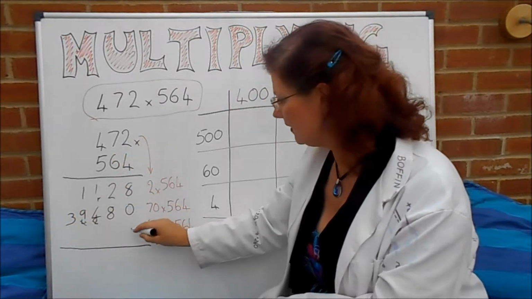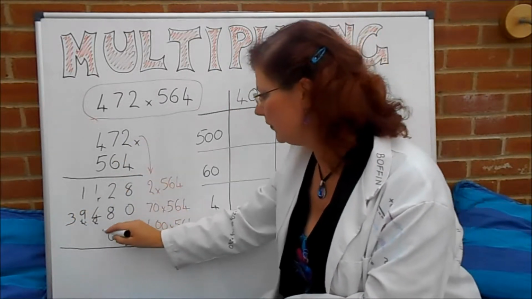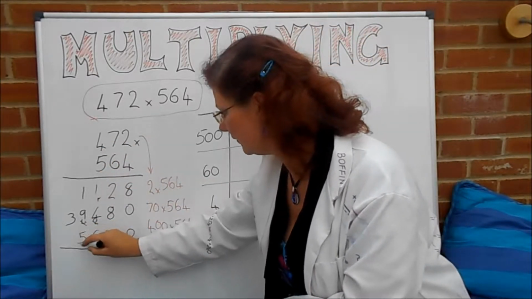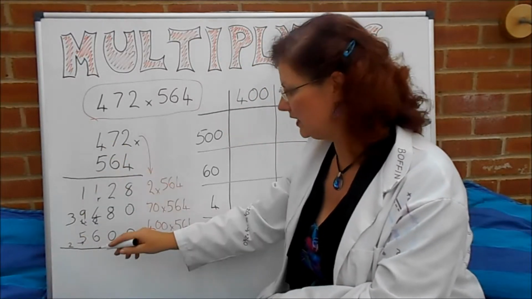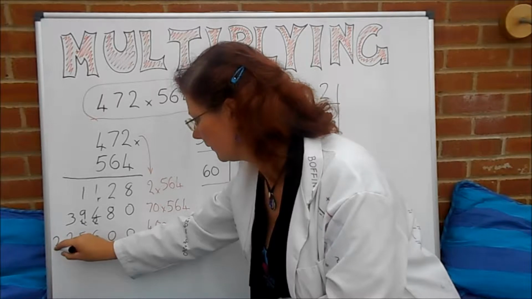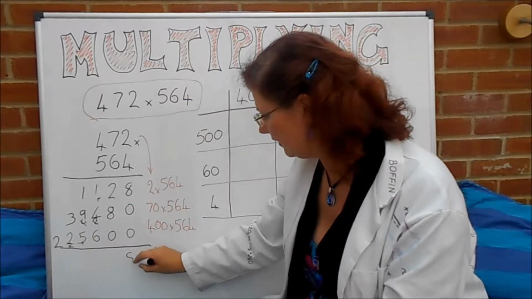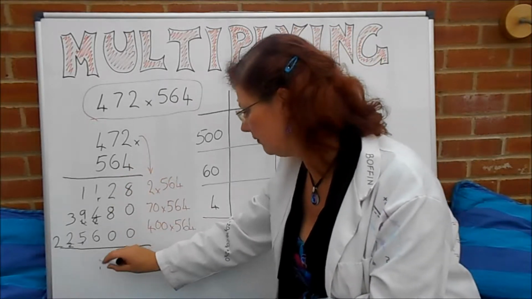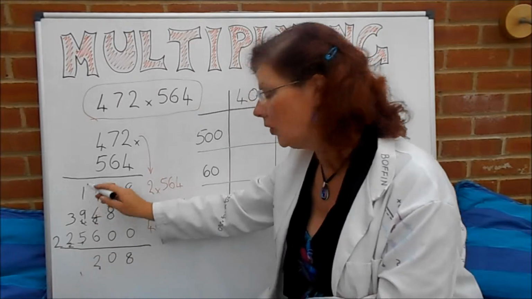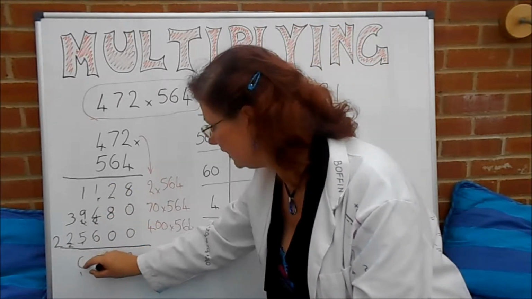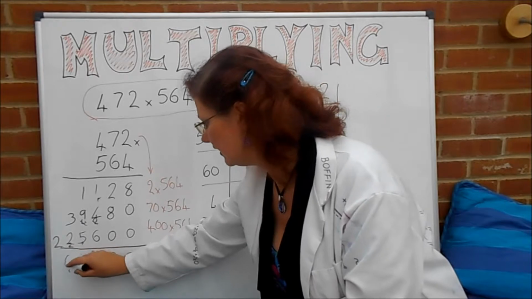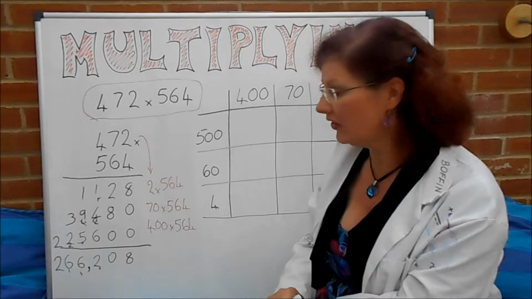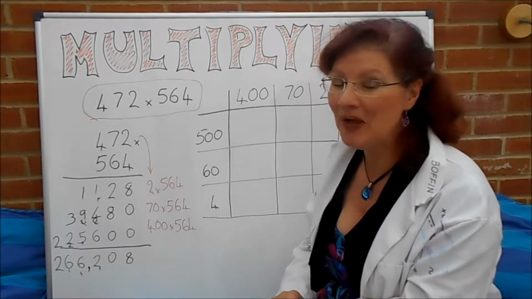And then 400 times everything. 4 times 4 is 16. 4 times 6 is 24 plus that 1, 25. And 4 times 5 is 20 plus those 2, 22. So adding those up we get an 8, 10, 1 and 4 and 6, that's 11 plus that one there, 12. 1 and 9 is 10 plus 5 plus 1, that's 16. 1, 2, 3 is 6. Okay, I get 266,208. I hope that's what you got.